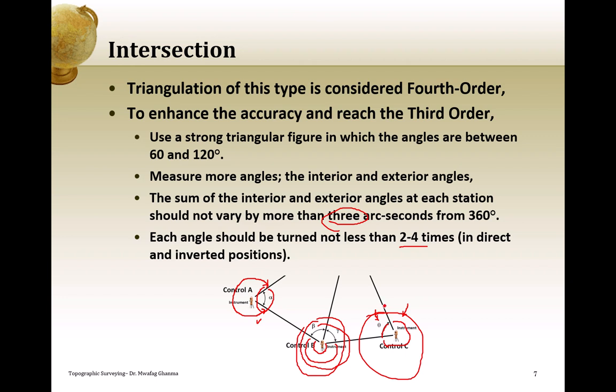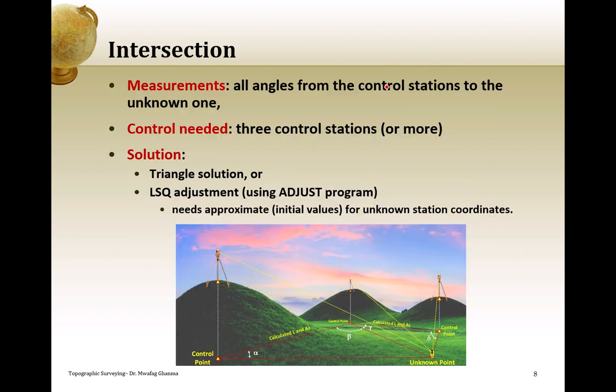All of that will increase the accuracy of the measured angles and consequently will enhance the order of the surveying from a fourth to third order. Let's summarize. What do we have in the intersection? As mentioned a couple of times now, we have the measurements, which are all the angles from the control stations to the unknown ones. What can we add? We can add the exterior angles with a condition of 3 seconds misclosure maximum.